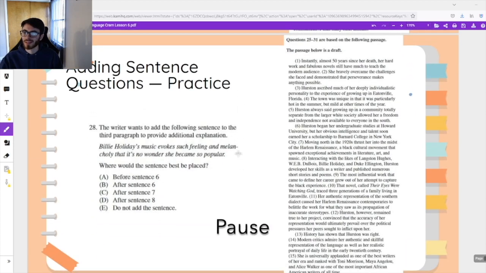Let's try another one. It's the Hurston passage again. Give this one a shot. This one's talking about location more than whether or not it should be added. Yeah, give it your best shot. Unpause when you are done.